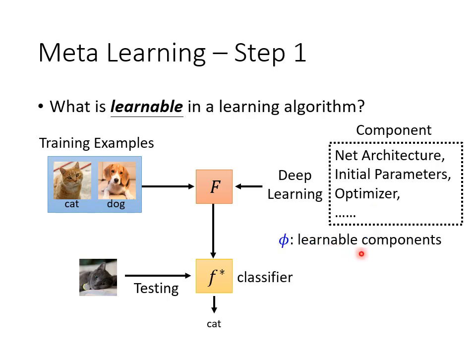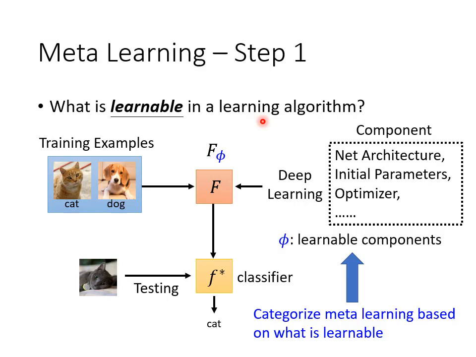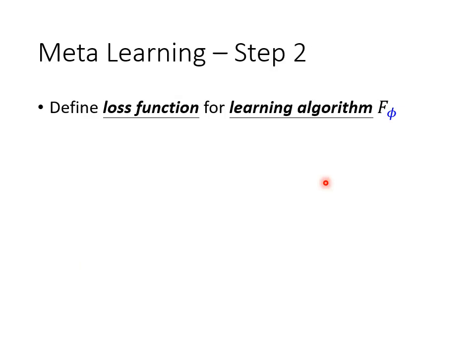So here the learnable components are denoted as phi. So phi is our learnable component. We denote the learning algorithm F as F phi. Capital F phi means that in this learning algorithm, phi is learned from the data. Different meta-learning techniques make different components in the learning algorithm learnable. This is step 1. Decide what is learnable. For example, you can learn the network architecture. You can learn initial parameters. You can learn your optimizer.